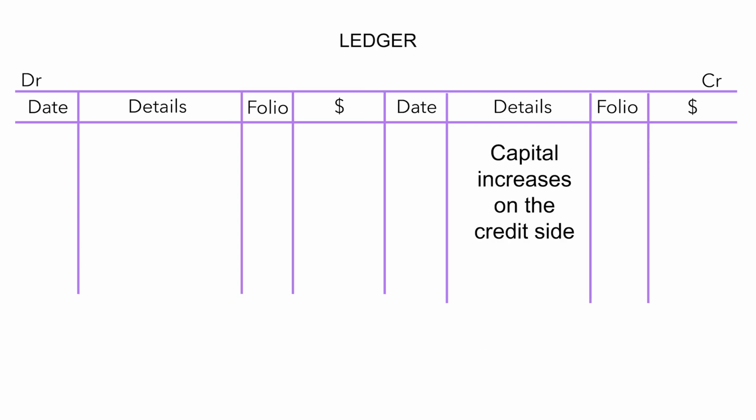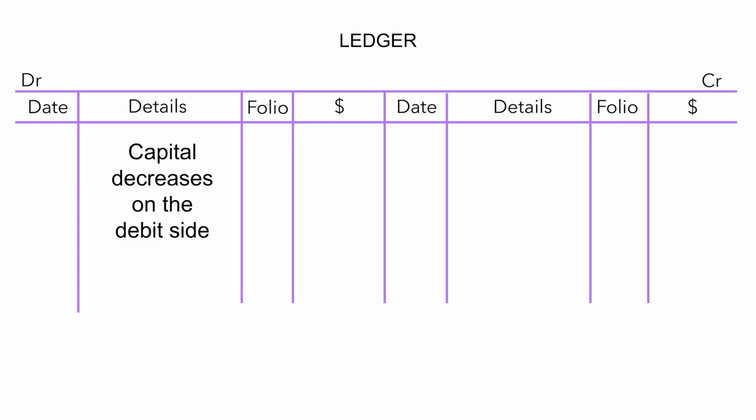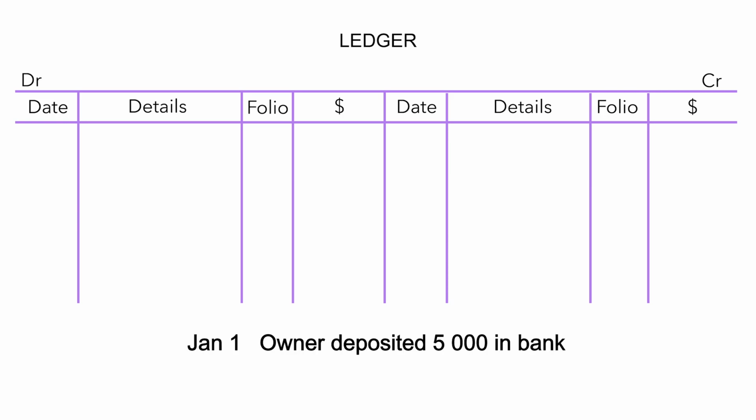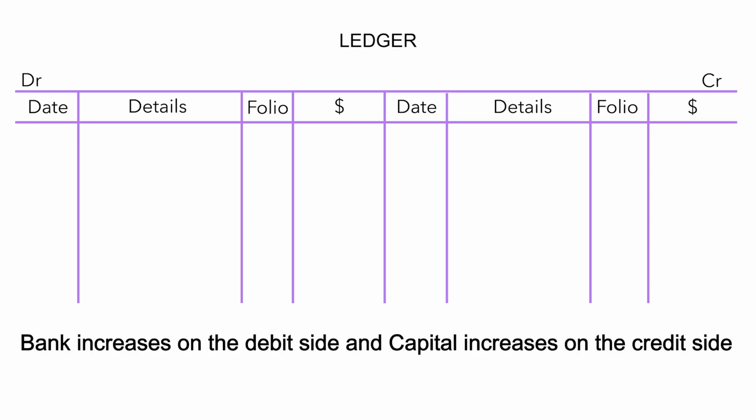Capital increases on the credit side. Capital decreases on the debit side. January 1st, owner deposited $5,000 in bank. Bank increases on the debit side and capital increases on the credit side.